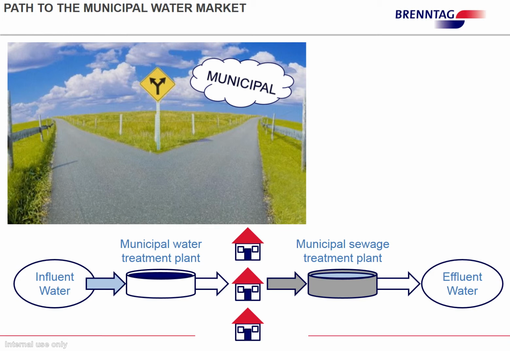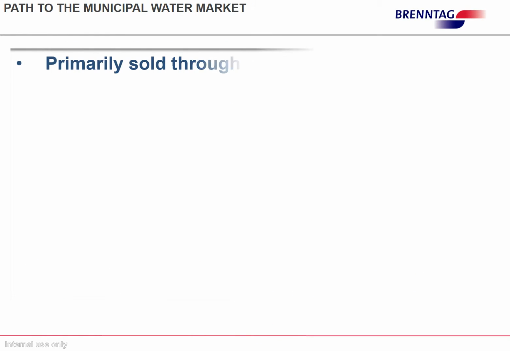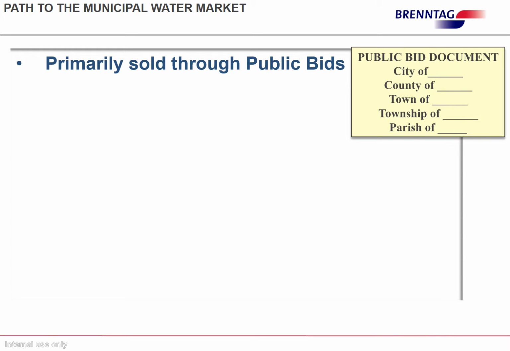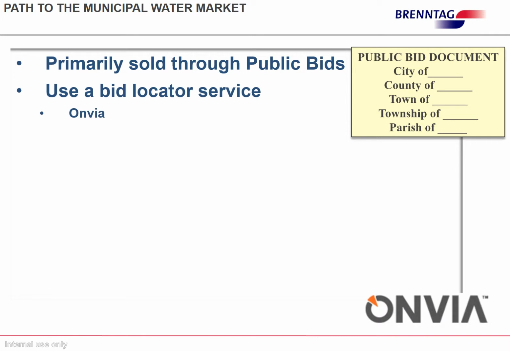If we look at the municipal market and the path to the municipal market, municipal market is primarily done through what's called a bidding process. You'll see a document, something that will say City of Greensburg, County of Westmoreland, Town of Hufftown. We like to use a bid locator, and what that does, it'll state all the bids that are coming up in your area or region, so you can get ahead of the game and look where potential opportunities may be.